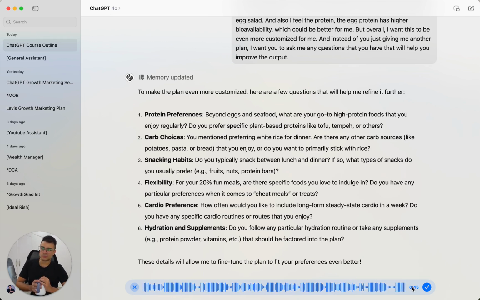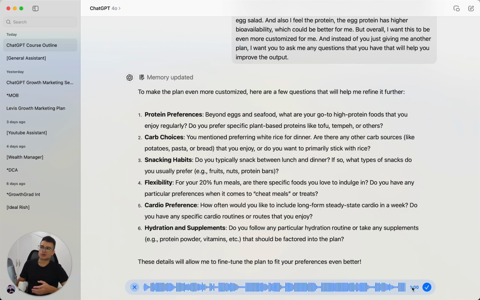Now, when it comes to the protein preferences, eggs and seafood are the go-to. I think within seafood, salmon and shrimp would be the go-to options. Plant-based proteins, I like tofu and tempeh. Not a big fan of chickpeas, not a big fan of lentils, though I like the taste of those.